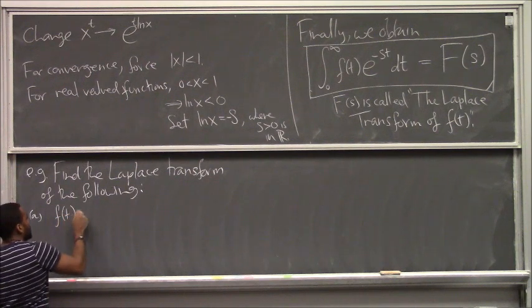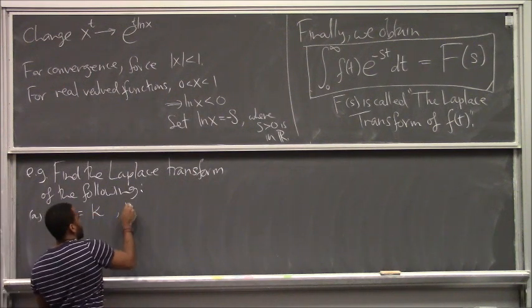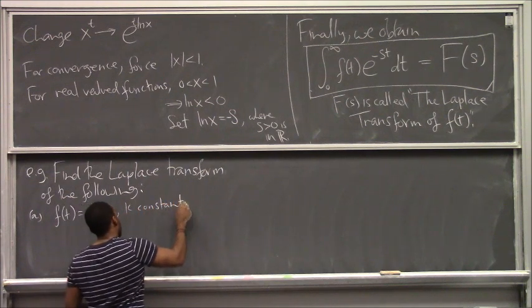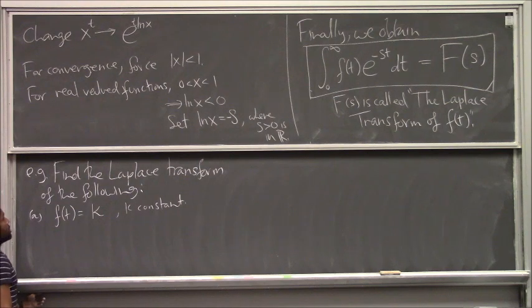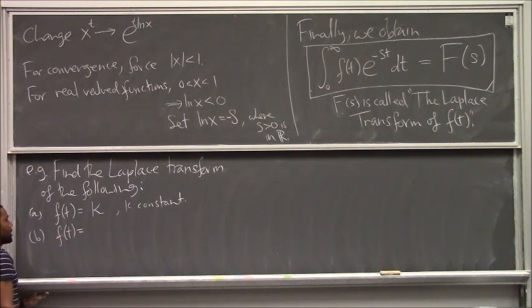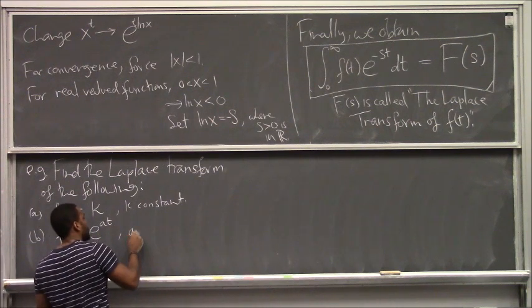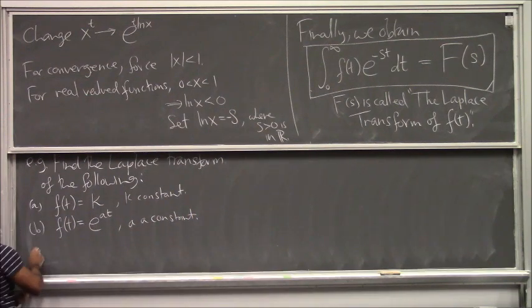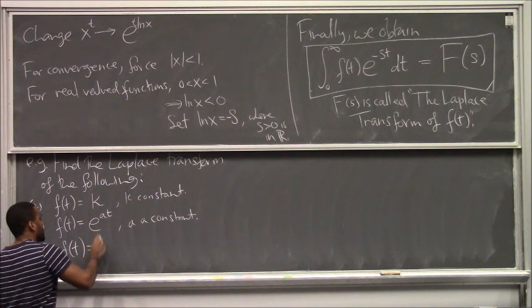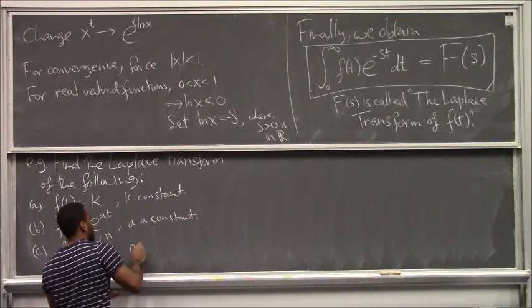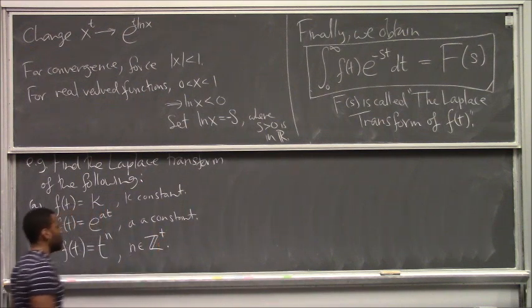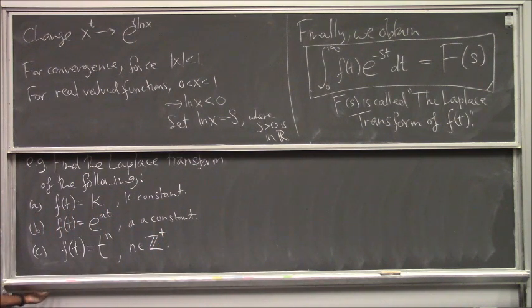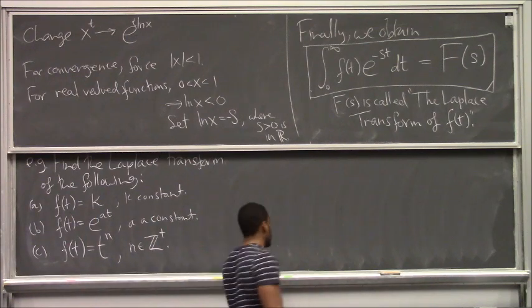Suppose my f of t is a constant. And suppose my f of t were something like e to the a constant times t. Third, suppose my f of t looks like t to the n, where n is a positive integer, right? So it looks like a polynomial, like a t squared, a t cubed, a t to the fifth, something like that. What would the Laplace transform of these guys look like?